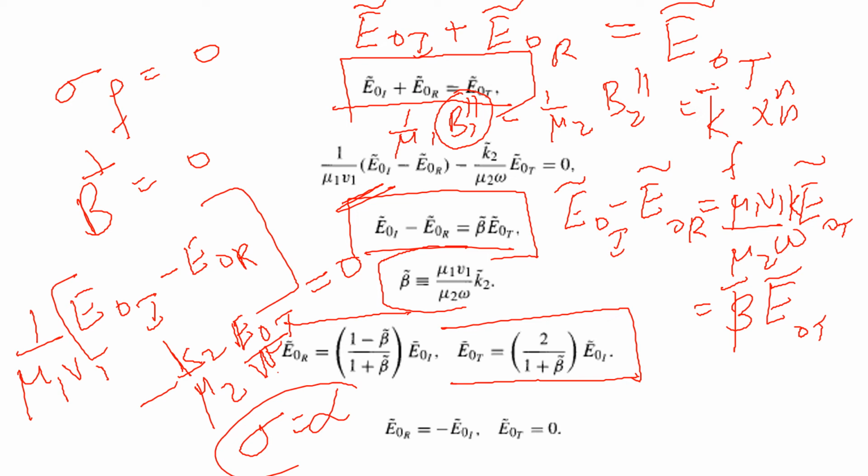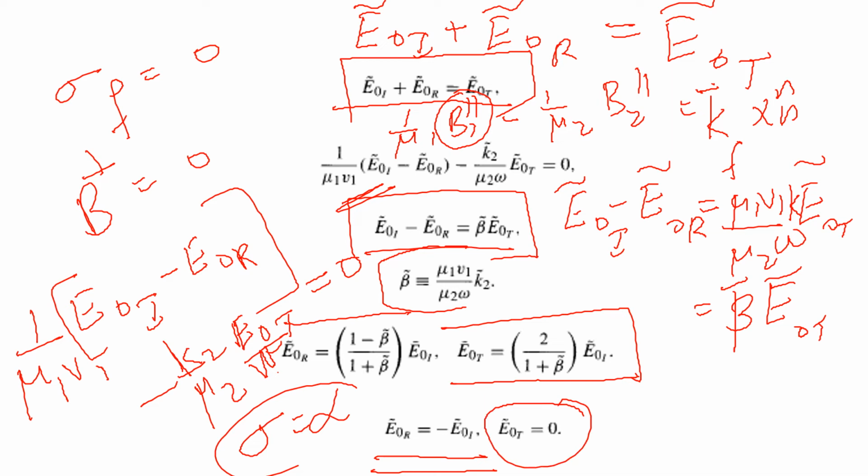So using that, when you substitute the value, beta is infinity, what will you get? E0R equal to 1 minus infinity divided by 1 plus infinity times E0I. So this will become minus infinity divided by plus infinity. So that is minus. So E0R equal to minus E0I. And E0T is 2 by 1 plus beta, that is actually infinity in the denominator. That will lead to a zero answer here.